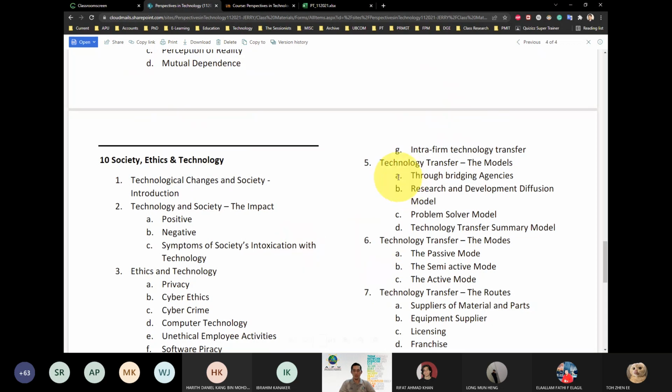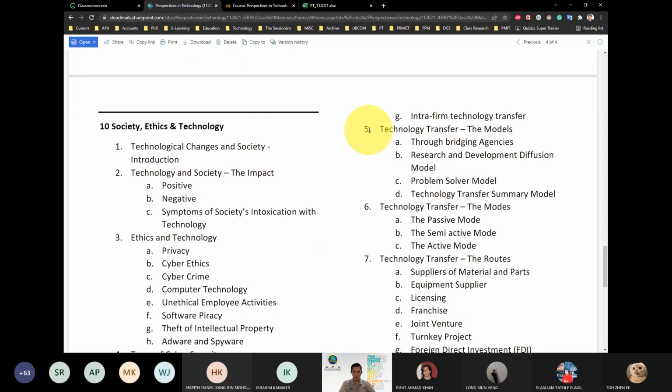So there is also, now this one here, number 5 and number 6, I want you to pay a bit more attention here, is that this is called the models of technology transfer. And this one is referred to as the modes of technology transfer. There are 4 models, and there are 3 modes. The easier one out of these 2 is definitely the modes, whether it is passive, semi-active, or active mode.